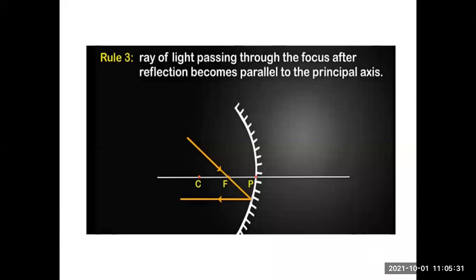First, try to understand how to draw these concave mirrors. What will be the position of C, F, and P? The distance between C and F and between F and P should be the same. After that, just study these 3 rules. Based on these 3 rules, we are going to study all the images formed by the concave mirror.